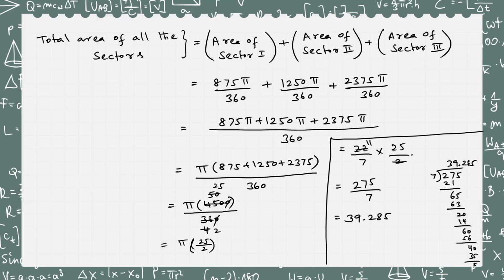Dividing 275 by 7, we get 39.285, which can be rounded off to 39.29, and the unit for this is centimeter square. Right? This is the total area of all the shaded regions, and that's the end of the sum. Let's move on to the next sum.